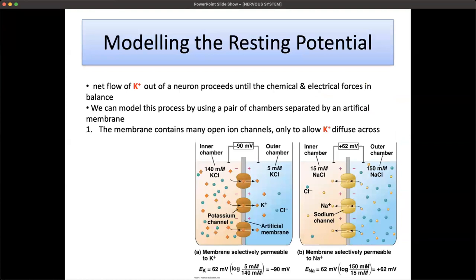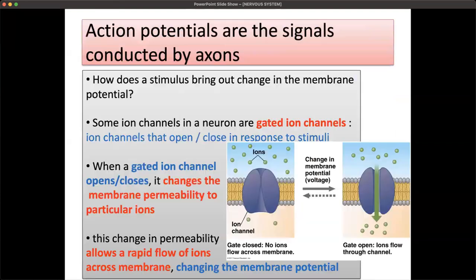So this is the modeling. I'm going to skip this one as well. All right, so action potentials are the signals conducted by axons. How does a stimulus bring about change in the membrane potential? Meaning, when there's a stimulus, when your retina receives light, or when someone touches you, or when your blood pressure increases, those are considered a stimulus.